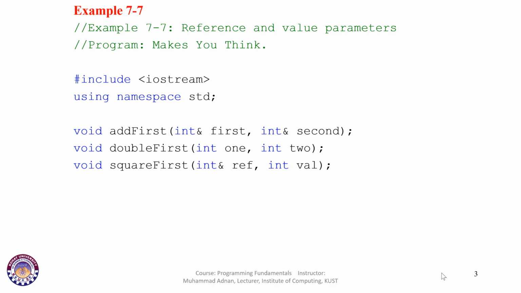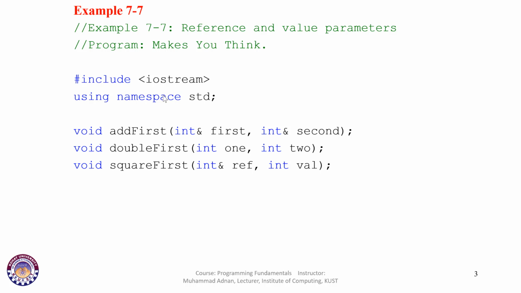So with that, we include the iostream header file for the necessary cin and cout output stream. We include the namespace, and then we declare three user-defined functions. All of them have a void return type. So we have addFirst function, doubleFirst function, and squareFirst function.